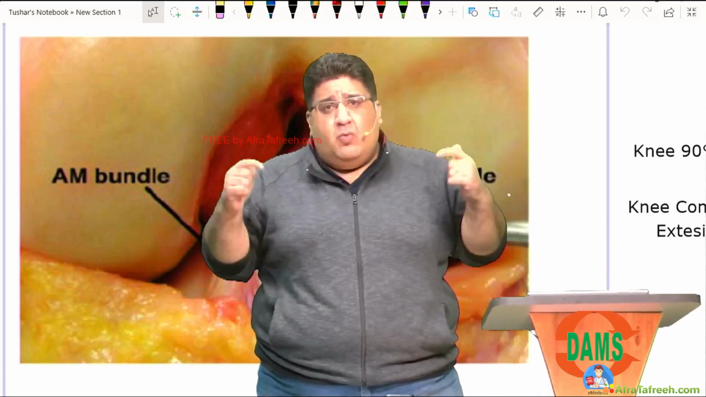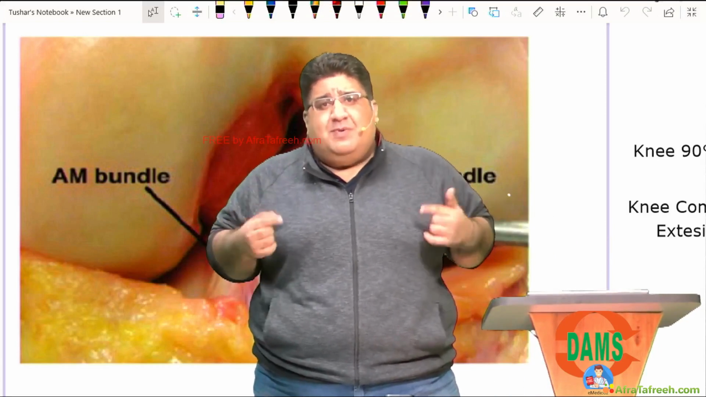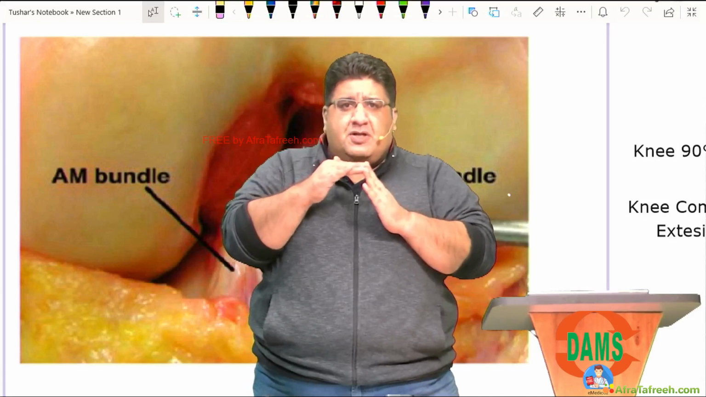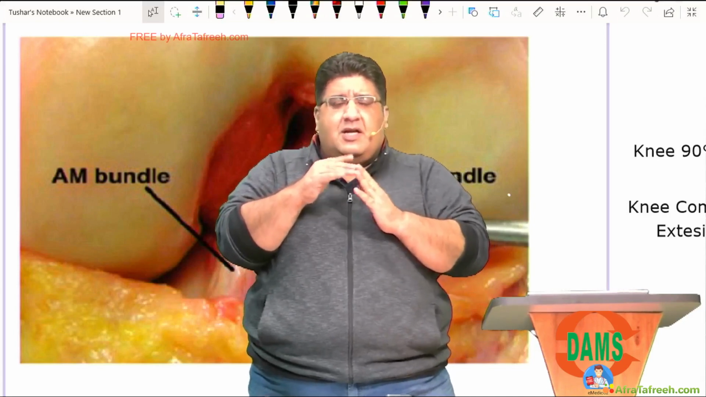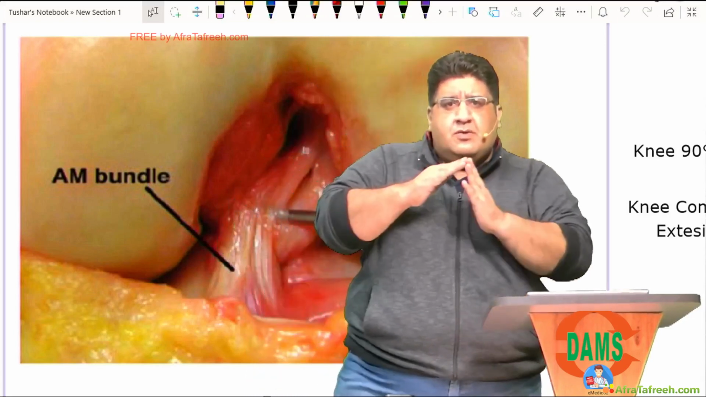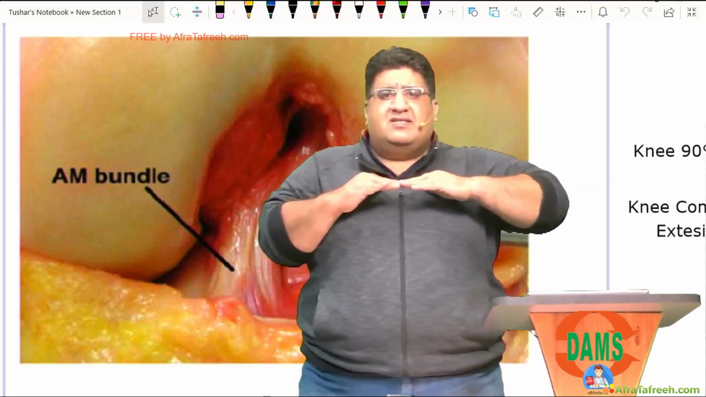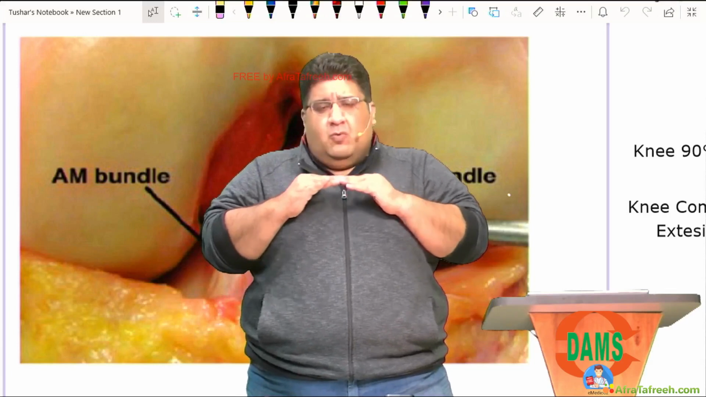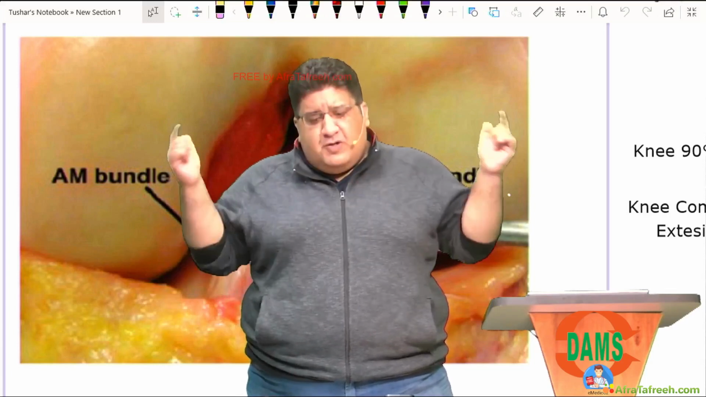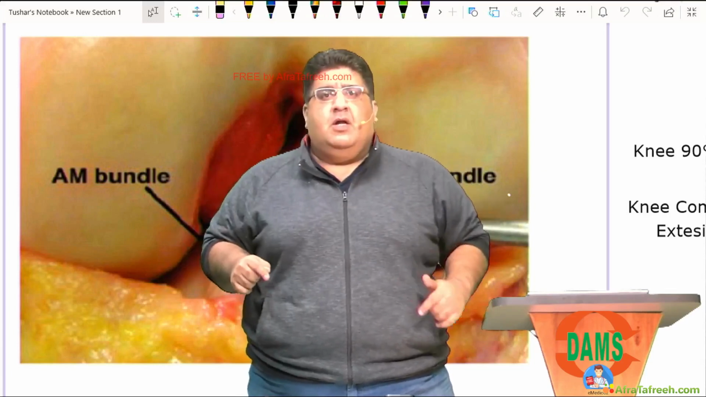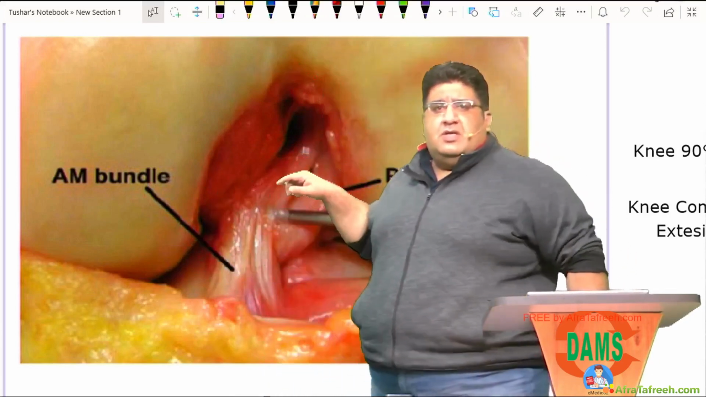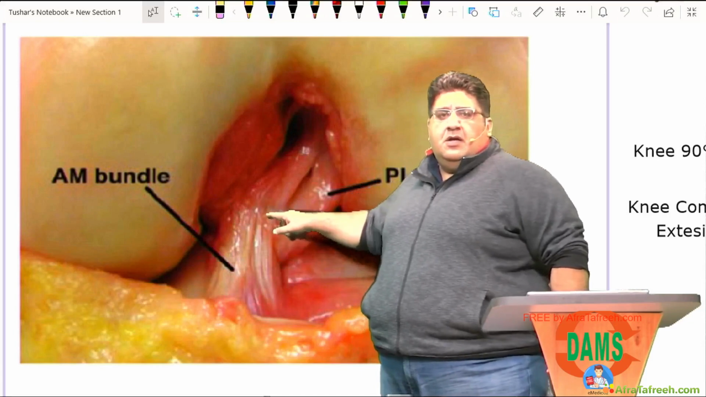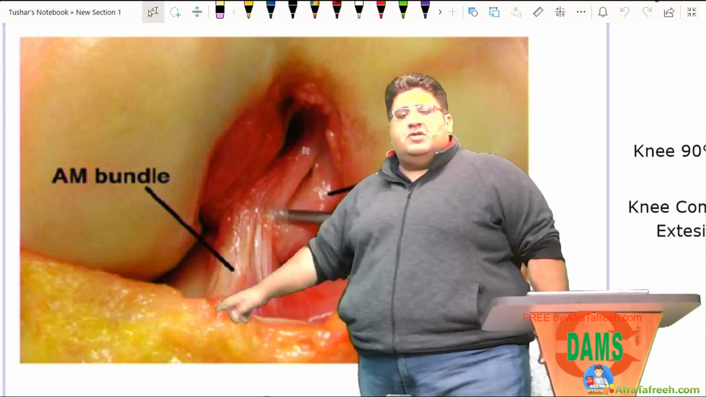That means which is not working? ACL. Precisely which bundle is not working? Whose job was to prevent this? AM. So if in this position you are able to translate the tibia anteriorly, the AM bundle is not working. You take it into complete extension. In this position, whose job is to prevent this? PL. Was this happening? No. So who was doing its job? PL bundle. So in this female doctor, the AM bundle had a tear, but the PL bundle was intact.